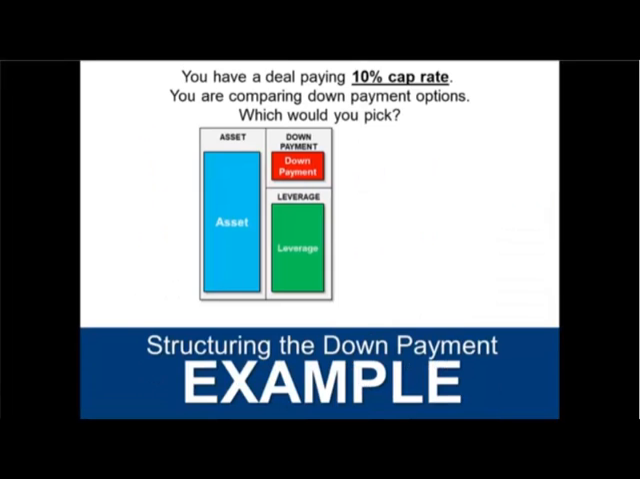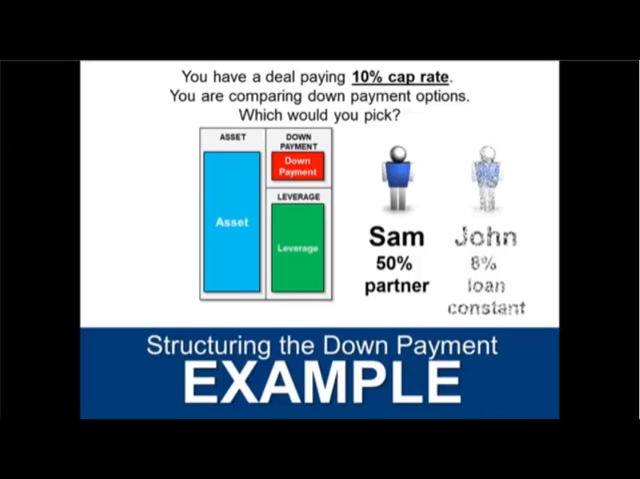Let's just say you have a deal paying you a 10% cap rate, and you're comparing down payment options. You've got two of them. Once again, this is for the down payment, not for the leverage. Which would you pick? Would you pick Sam, who's willing to put up all the down payment in exchange for 50% of the profits? Or would you pick John, who's willing to lend you all the down payment, but wants an 8% loan constant? Now keep in mind, we're not talking about interest rates, we're talking about loan constant.